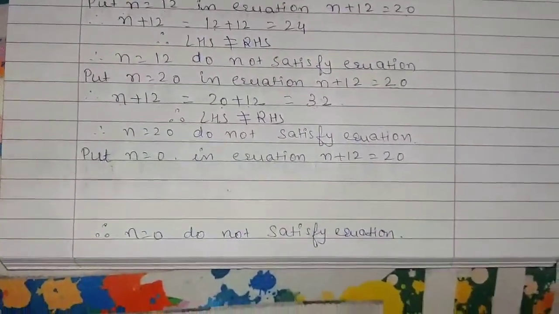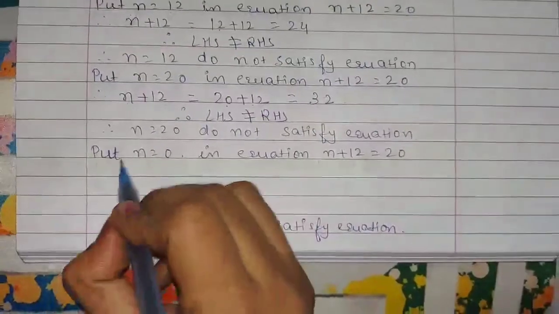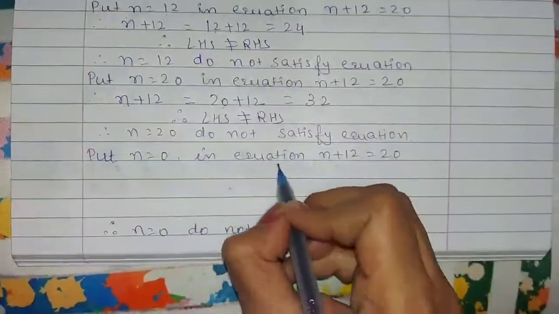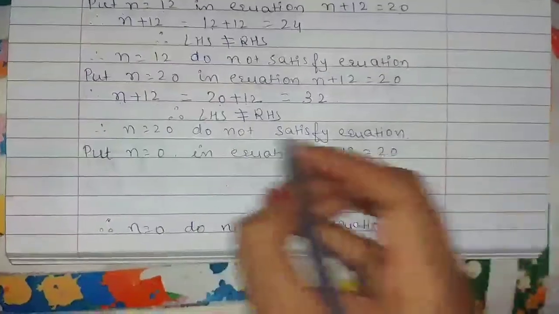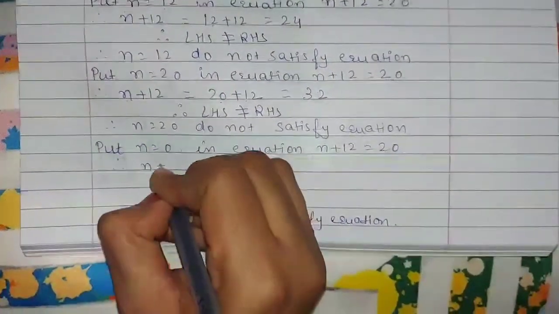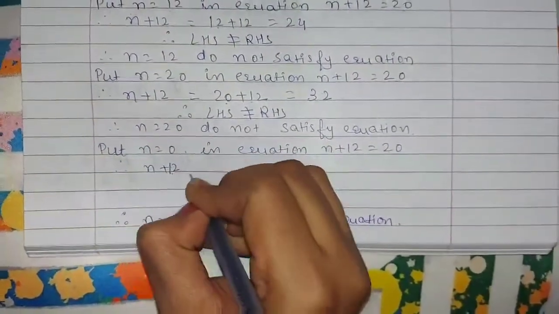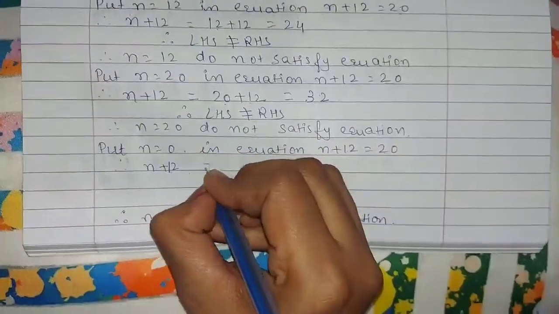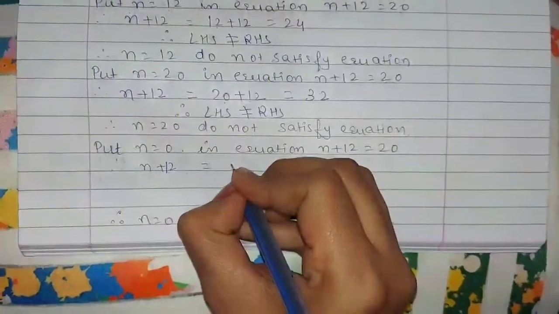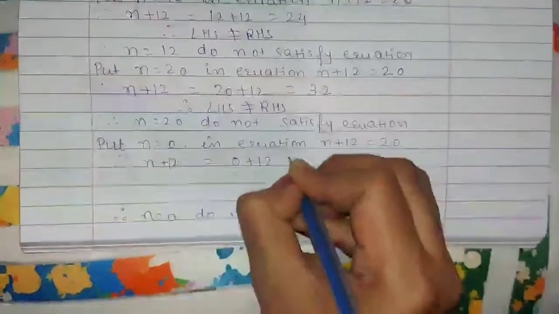Now we have to show for n equals 0. So first we will put n equals 0 in the equation n plus 12 equals 20. Therefore, n plus 12 equals, in place of n we have to put 0. So 0 plus 12 equals 12.